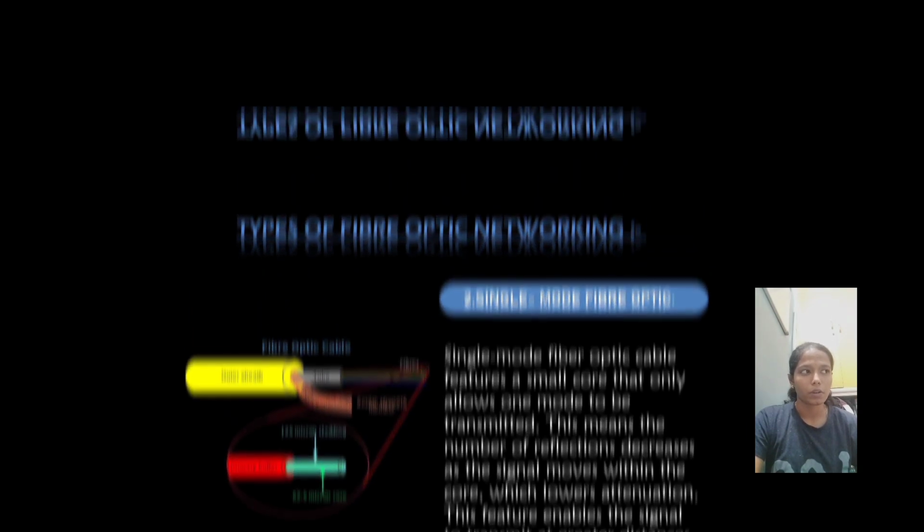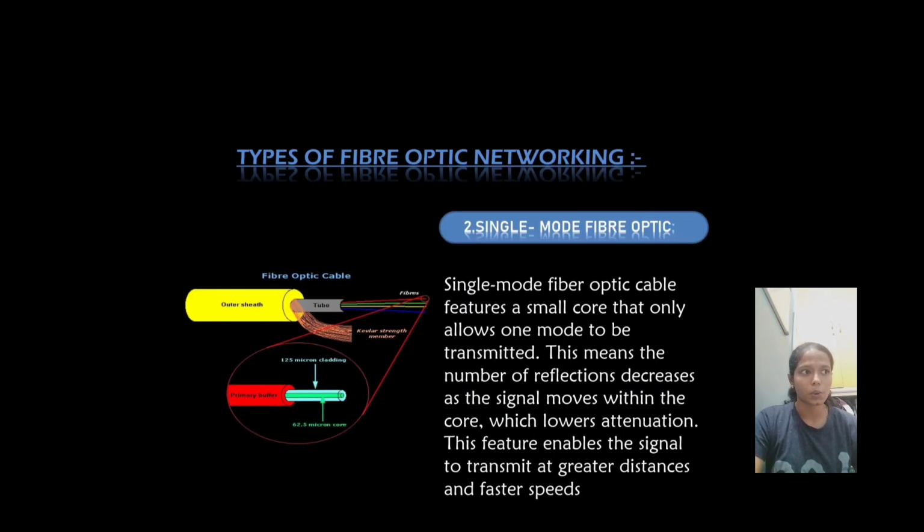A single mode fiber optic cable features a small core that only allows one mode to be transmitted. This means the number of reflections decreases as the signal moves within the core, which lowers the attenuation. This feature enables the signal to transmit at greater distances and faster speeds. You can observe in the diagram there is a core and a cladding diameter. The cladding diameter is 125 micron and the core diameter is 62.5 micron.